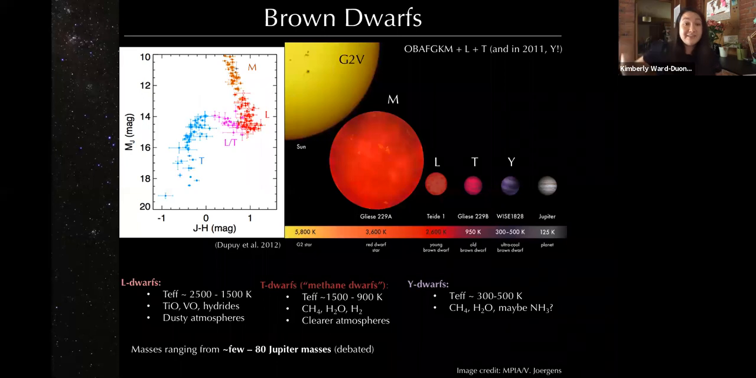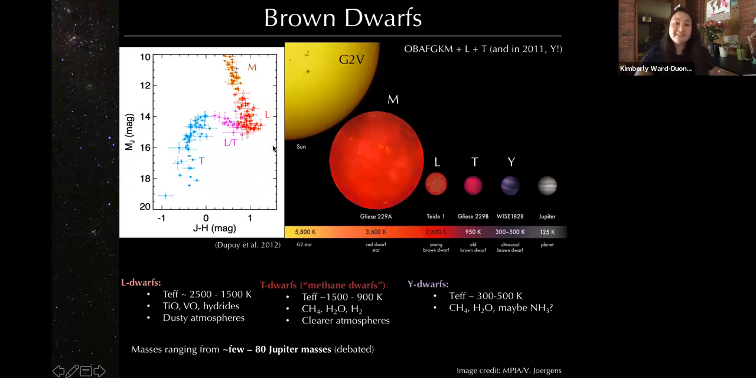As we go down to even cooler objects where you no longer stably fuse hydrogen, you enter the brown dwarf regime. Shown here on the left is another HR diagram or color magnitude diagram, now in infrared color, looking at J versus J minus K or J minus H. You can see the tail end of the M-dwarf sequence up here at the top. But then as you cool down, you actually see this very interesting turn as you go from what we know as L-dwarfs down into T-dwarfs.